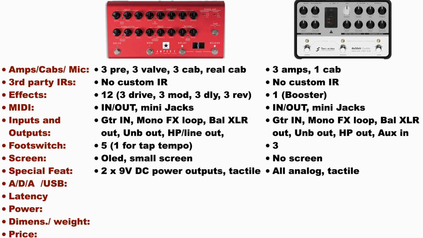Both of the units offer a very tactile experience with all the controls under our fingers, which is nice, especially if we come from an all analog rig. In terms of ADA conversion and USB capability, the ReVolt, being all analog, doesn't have any digital conversion inside, where the Amped 2 can serve as a 4x2 audio interface via USB, and the converters are at 24 bits and 48 kHz. And now the latency.